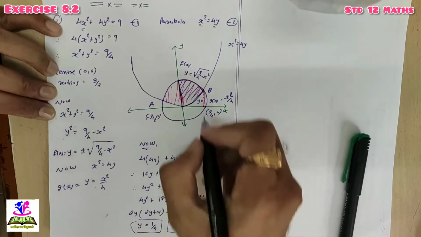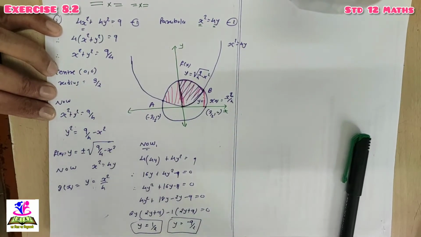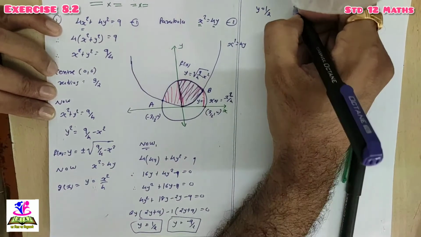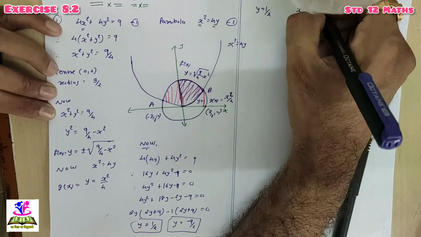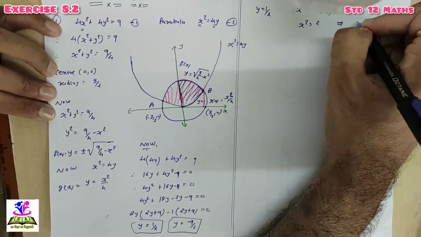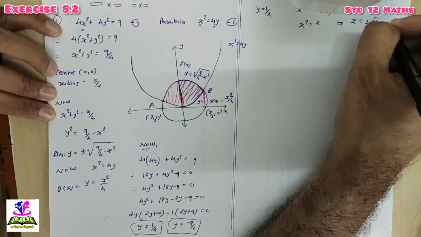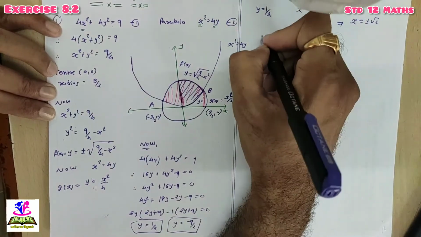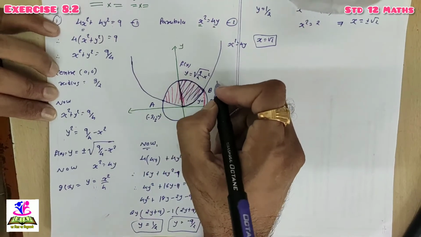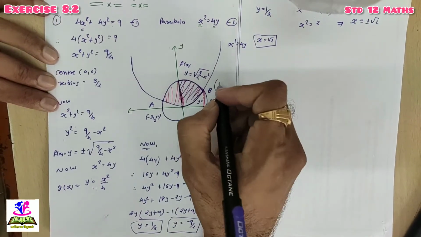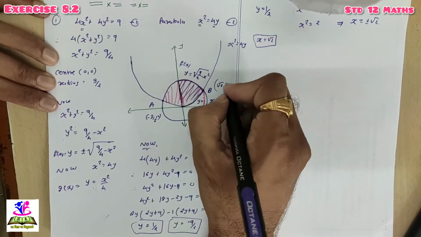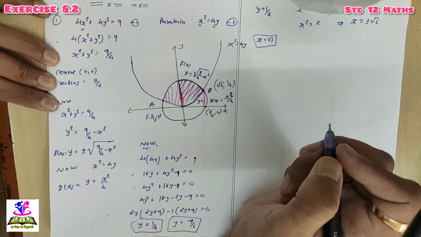Done? So for the first quadrant, we'll consider the positive value of y. For y equal to 1 by 2, now we'll find the value of x. X square is 4 into y, and y is 1 by 2. So x square equal to 2, and therefore x equal to plus or minus root 2. But for the first quadrant, we'll consider x equal to root 2. So the coordinates of this point B: x coordinate is root 2 and y coordinate is 1 by 2.